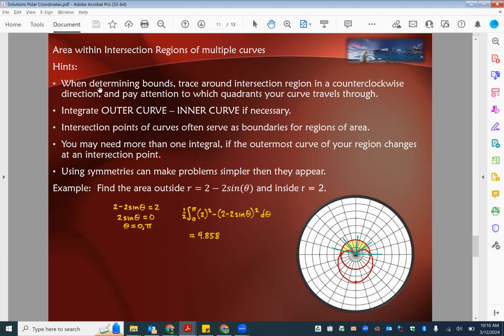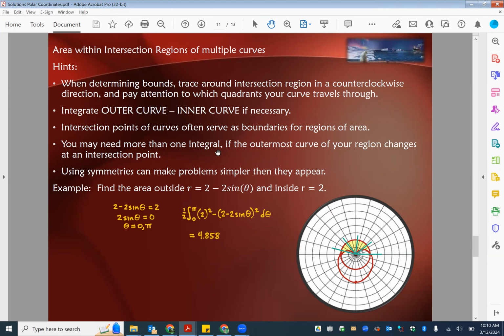So some hints for these problems. When determining bounds, you want to trace around the intersection region in a counterclockwise direction. Pay attention to what quadrants you're using. You might see outer minus inner curve happening once again. The intersection points of the curves are typically going to be the bounds.